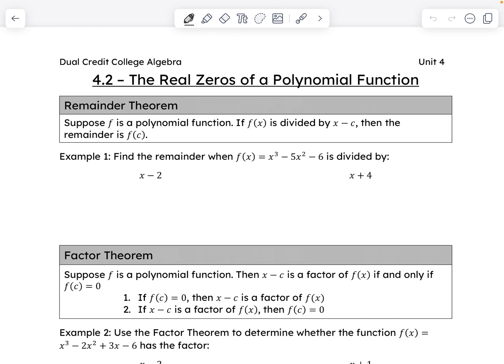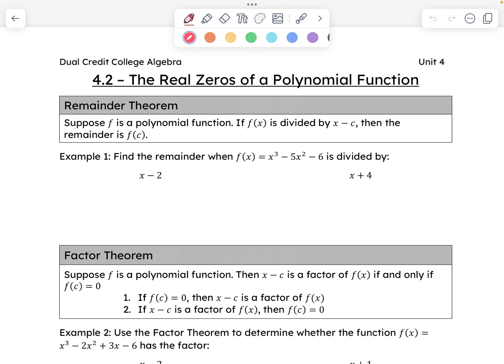So first we're going to start with the remainder theorem. It says, suppose f is a polynomial function. If f of x is divided by x minus c, then the remainder is f of c. So we're going to get some practice with doing some division. If you remember from Algebra 2, you could do long division or synthetic division. So we're going to review synthetic division here.